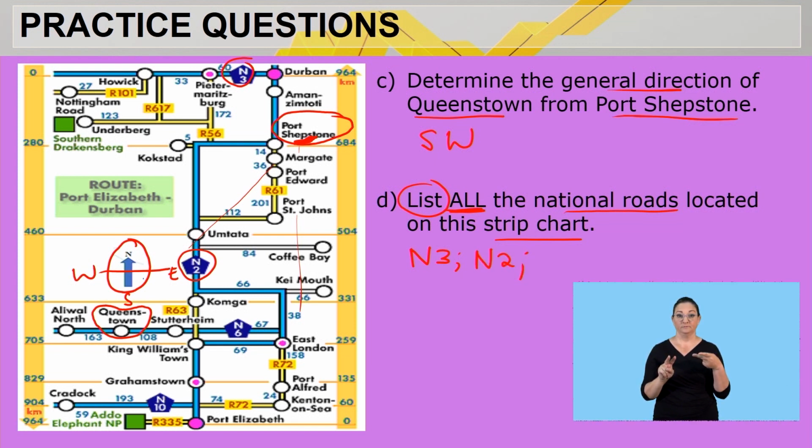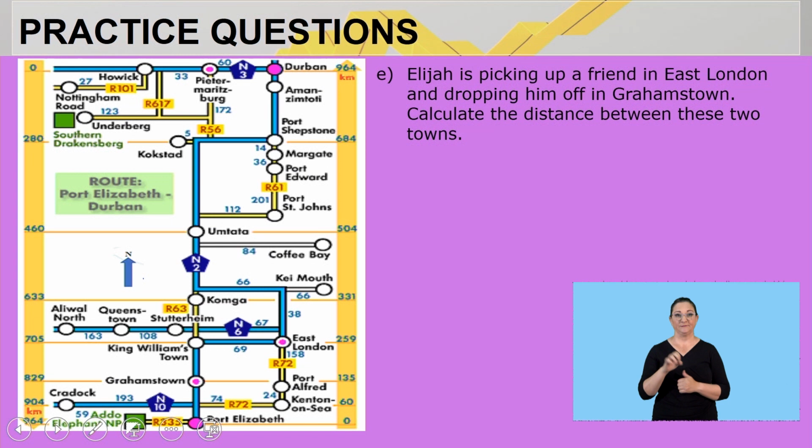What else do I note? Here I see is the N6. Any other national road? Yes, here, N10. So there we have our national roads, and I've listed them as per the instruction, right? So list all the national roads. It's N3, N2, N6, and your N10. Guys, are we fine? All right, let's move on now to question number E.